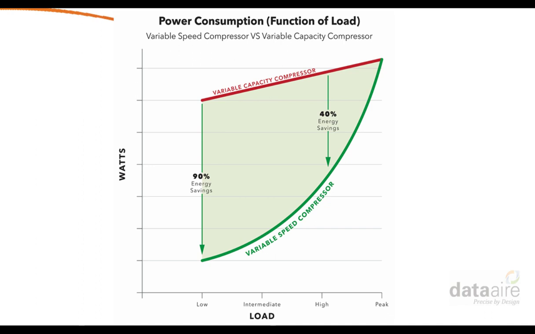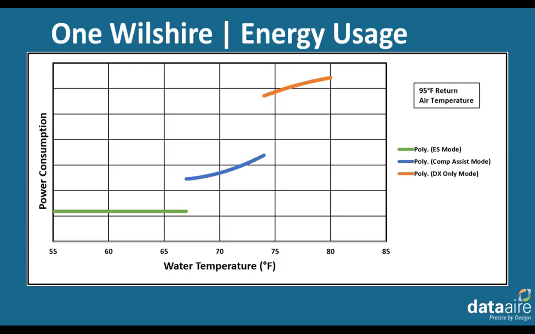So this part load efficiency is critical to this solution with energy saver. The compressor assist mode operates for such a large portion of the year with the compressor at reduced speeds to supplement the energy saver coils when the entering water temperature is above 67 degrees for this application. So that's why this is critical, and I wanted to go through that in detail.